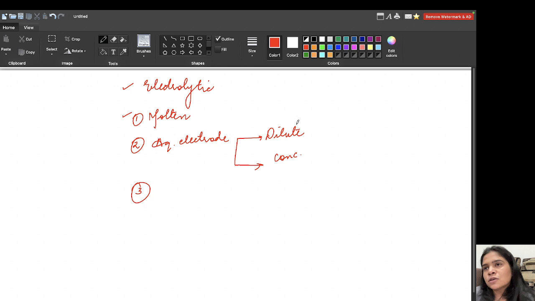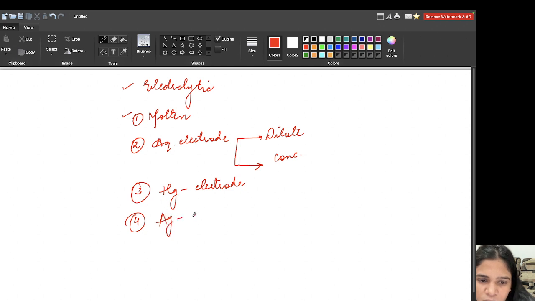In dilute you just need to take H plus and OH minus, and in concentrated you need to focus on the preferential discharge theory. Next was mercury electrode as cathode. Whenever mercury is there, just remember sodium reacts with mercury the most. So sodium amalgam forms. Fourth one was with silver electrode, mostly used for electroplating, where one electrode decreases in size and the cathode increases in size. Okay, so these are the 4 cases.